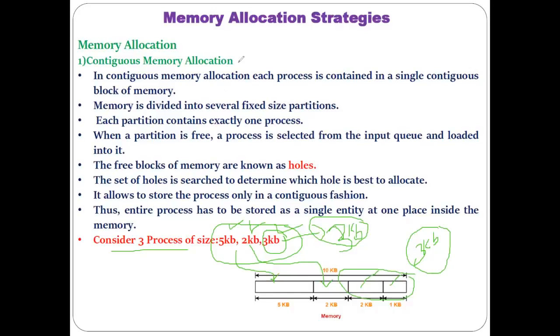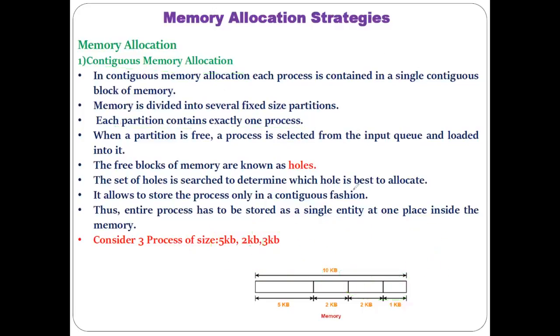Because in contiguous memory allocation, the characteristic says each partition contains exactly one process. This remaining 3 KB process could be contained within the 5 KB part of the memory, but it is already allocated to the 5 KB process. Now these two blocks of memory will remain unused, because the 3 KB process cannot be put in this 2 KB block as it is less than 3 KB. It cannot be put in the 1 KB block either, because that is also less than 3 KB.